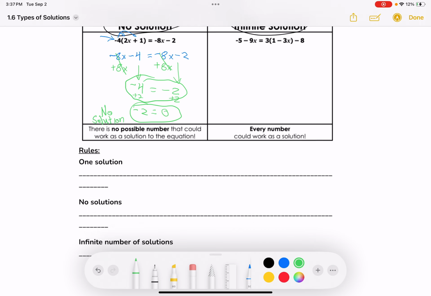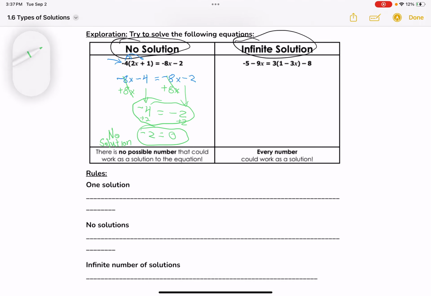So, the rules for no solution. No solutions are when the variable cancels out, right? It disappears. And what's left is wrong. Right? What's left is wrong. Negative 2 doesn't equal 0. That's no solution.